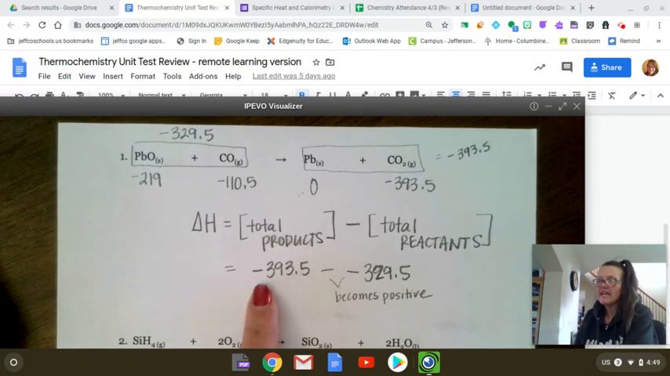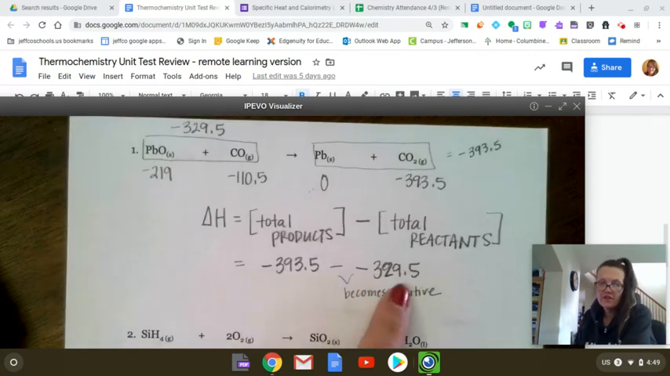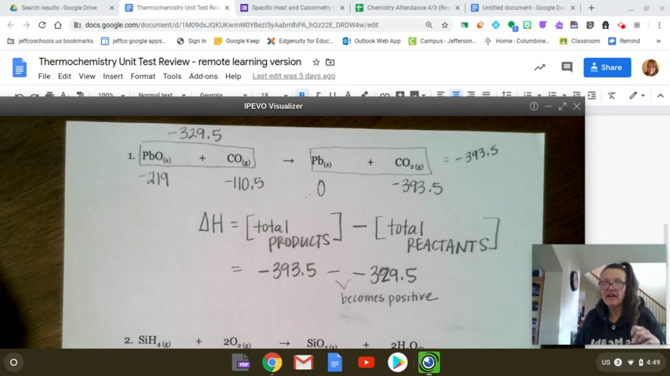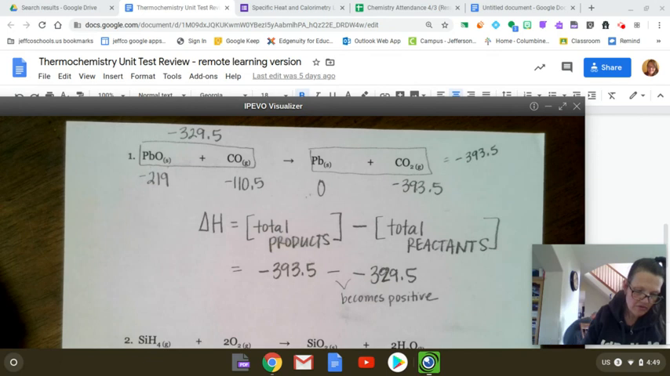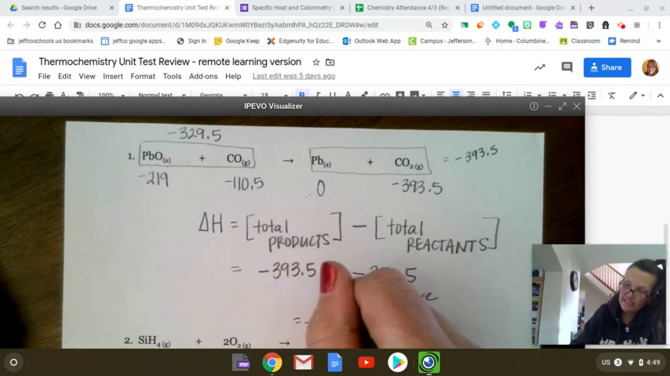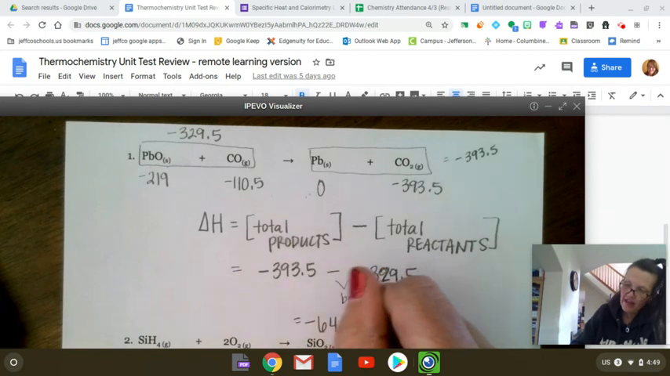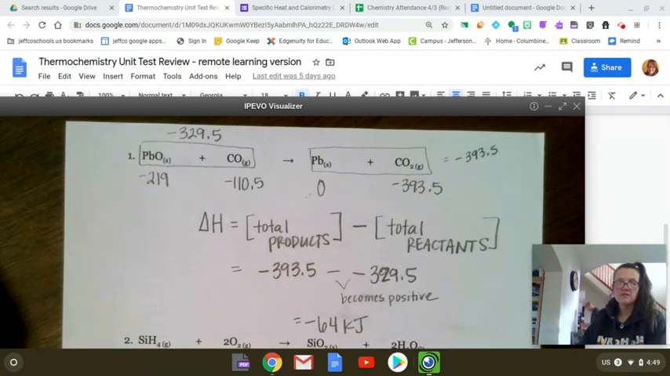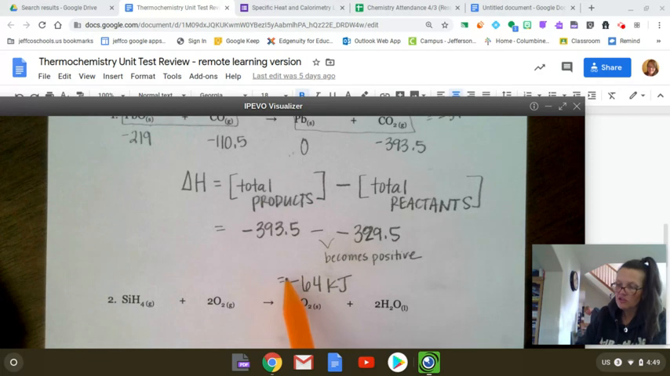So then I'm just going to take negative 393.5 and add 329.5. And I don't feel like doing the math in my head, even though I totally should be able to. And I get negative 64. And of course, the units for that are kilojoules. Okay, so my answer is negative 64 kilojoules. So that's how you solve one of those problems.